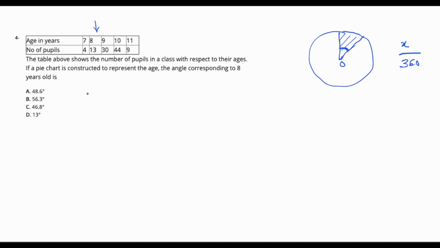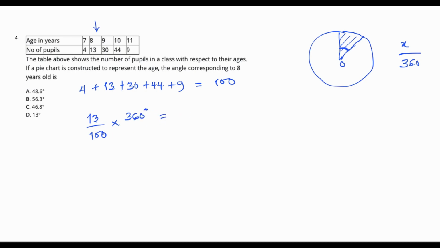So first things first, let's find out the total number of pupils in the class. So that's 4 plus 13 plus 30 plus 44 plus 9. And that gives us 100. So we have 100 students in the class. So the portion of pupils that are 8 years old in the class is 13 over 100. And we multiply that by 360 degrees.